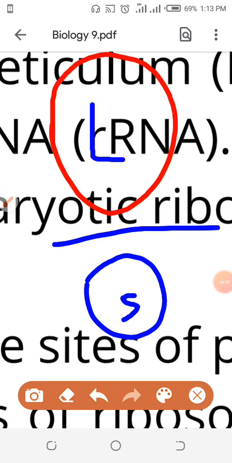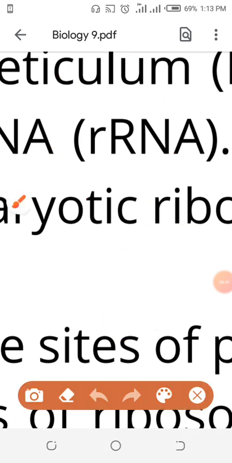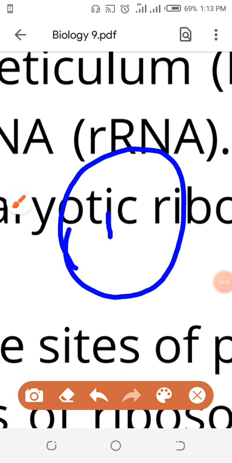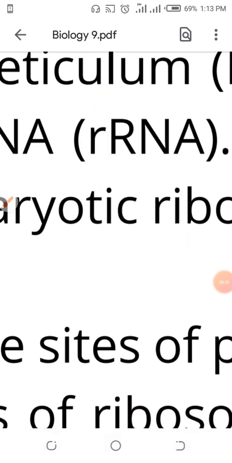Who is the hero in this whole process? Do you remember? Messenger RNA. Yes, of course, the messenger RNA. So I am going to tell you about the messenger RNA, which was coming out from the nucleus. After getting the message from the DNA, it will come out into the cytoplasm.